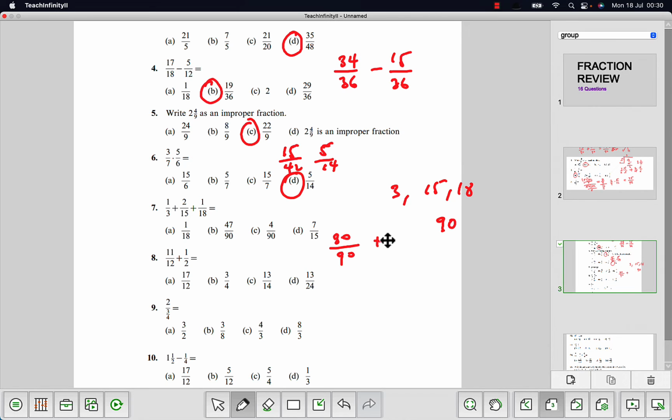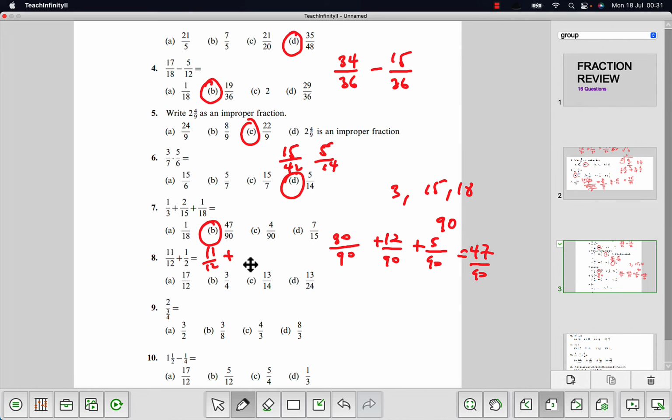So 30/90 plus 6. When you multiply 6 by this, it will give you 12/90, and this is going to give you, multiply by 5, and then 90. When you add all of those things up, 30 plus 12 and then plus 5, that should give you 47/90. So this is correct.